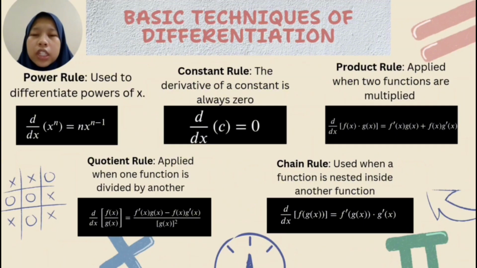To solve differentiation problems, we must master these 5 basic techniques. First, the power rule, where we bring the exponent to the front and reduce the power by 1. Second, the constant rule. The derivative of a constant is always 0. Then, we have the product rule, applied when 2 functions are multiplied. Next, the quotient rule, applied when one function is divided by another one. And the chain rule, used when a function is nested inside another function.